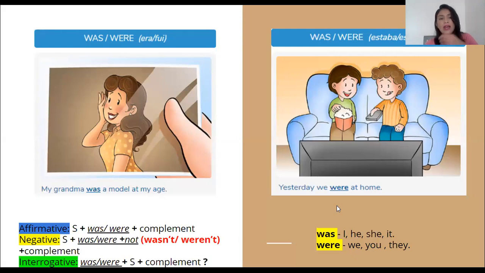Thank you, Kenya. Okay, remember, guys, was is for I, he, she, or it. And were is for we, you, and they, okay? Let's go next.